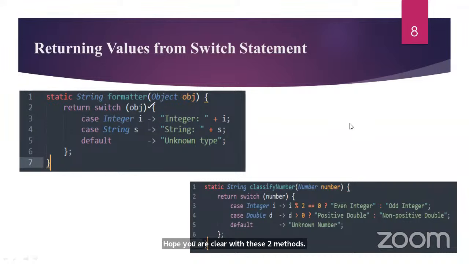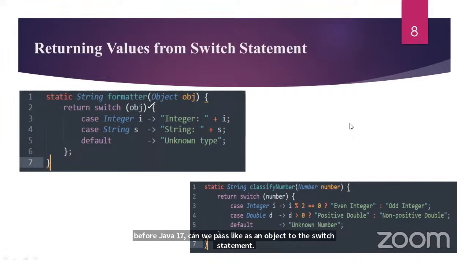So what do you mean by pattern matching? Passing objects to a switch statement. Passing objects to switch statements is nothing but pattern matching. That is the one enhancement. It came in which version? Java 17. Sir, before Java 17, can we pass an object to the switch statement? No. Before Java 17, we don't have any option to pass an object to a switch statement, guys.